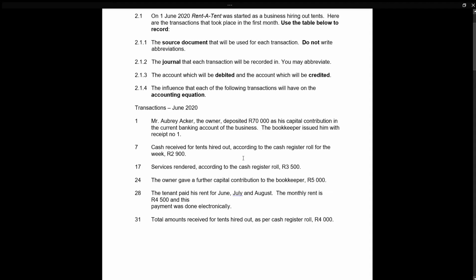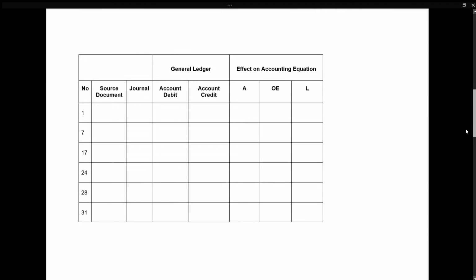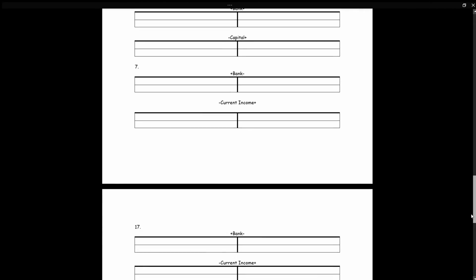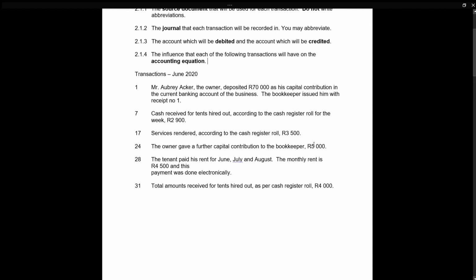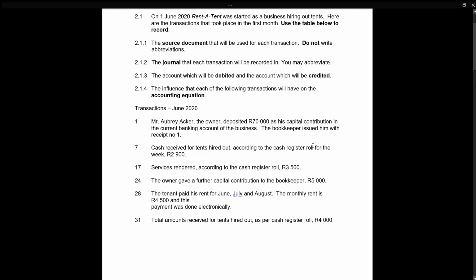Right, so transactions for June 2020. What I've done is at the bottom of this exercise, I made a bunch of T accounts to explain how these transactions work a bit better. So I will go up and down as I am doing these transactions. Right, so first one that took place on the 1st of June. Mr. Aubrey Ocker, the owner, deposited 70,000 Rand as his capital contribution in the current bank account of the business. The bookkeeper issued him with receipt number 1.